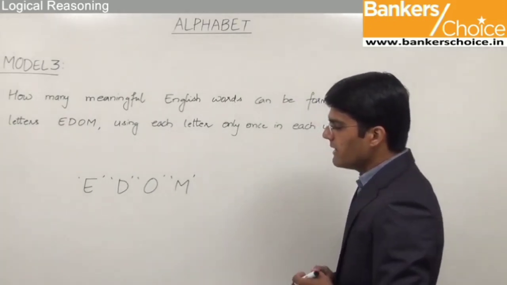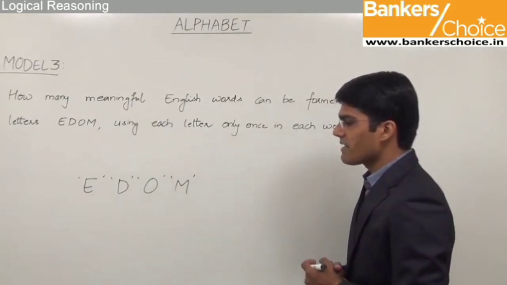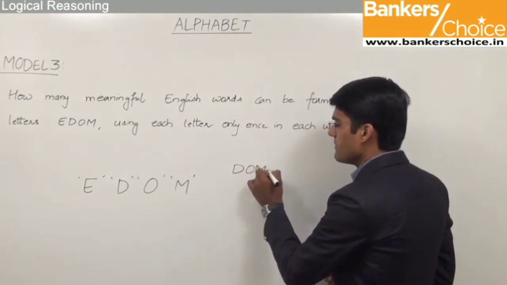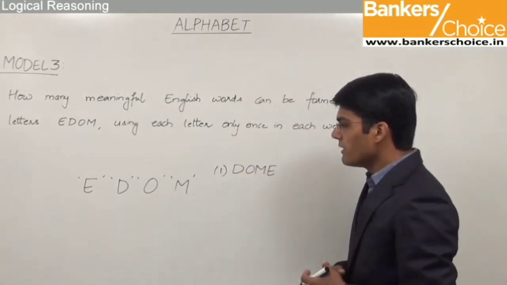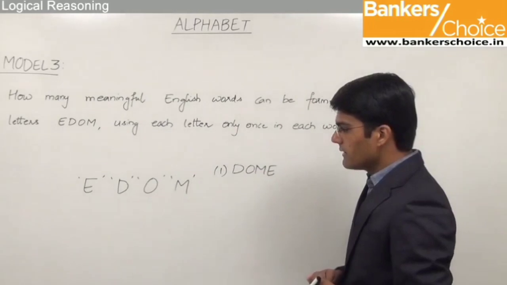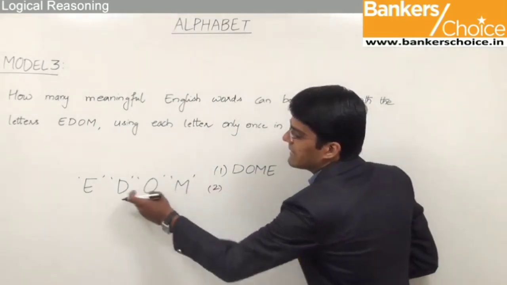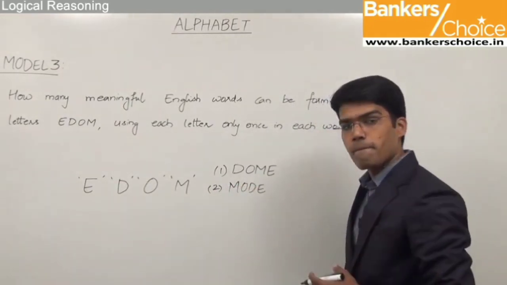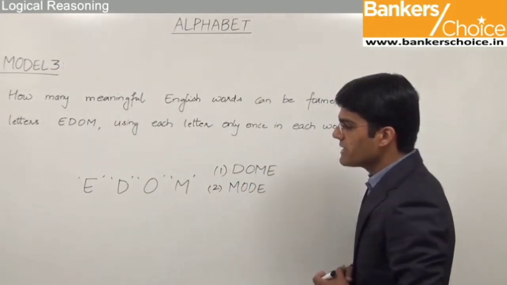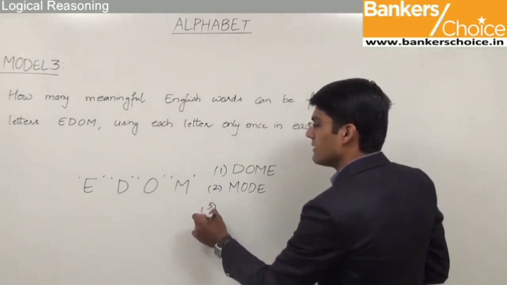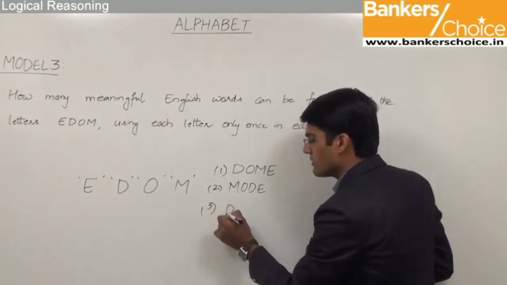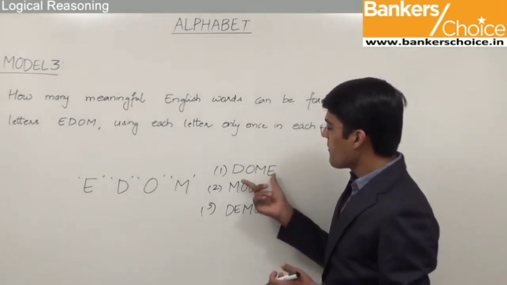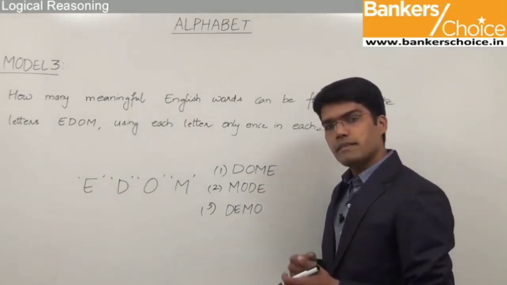Now, by using the letters E, D, O, M, the first word which strikes is dome. That is D-O-M-E. Now, moving on, the second word which can be made here is mode. M-O-D-E, which is taking the letters in the reverse order. And the other possible word which can be made is D-E-M-O, demo, which is short for demonstration. The three words which I have made so far are dome, mode and demo.